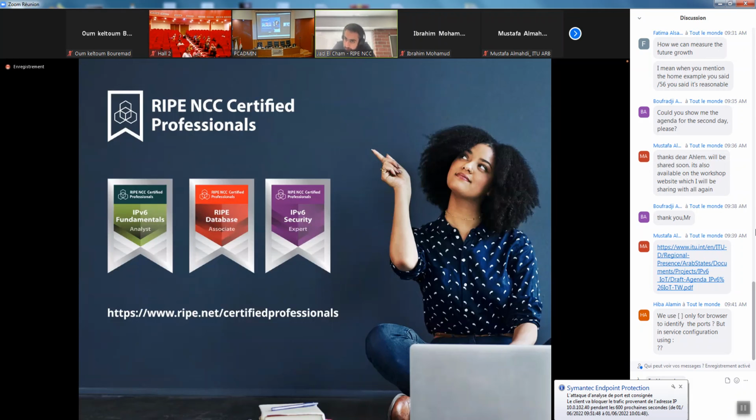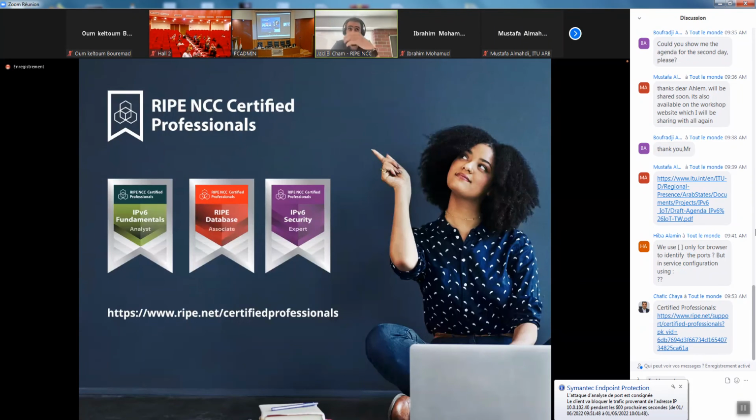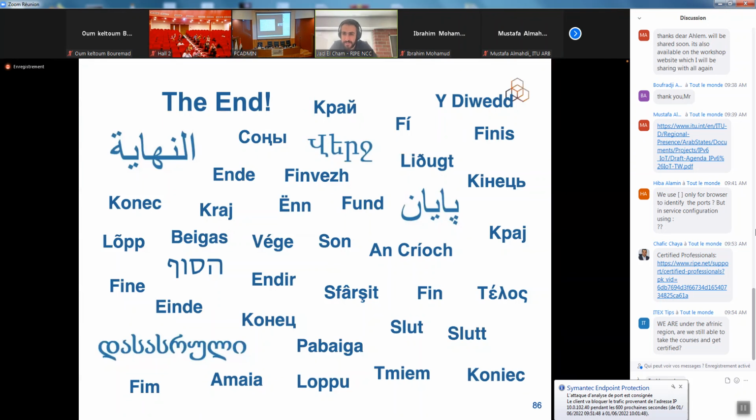And if you pass this online exam, you will earn your badge. We currently have 3 exams, so you can get 3 badges. One for the IPv6 fundamentals, so that's the basic. One for the IPv6 security, that's the expert level. And there's also one for the RIPE database. We are working hard as well to introduce a new exam, and I think that would cover the BGP operations and security topic.